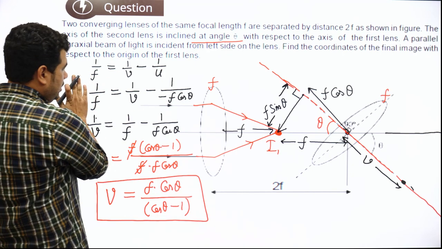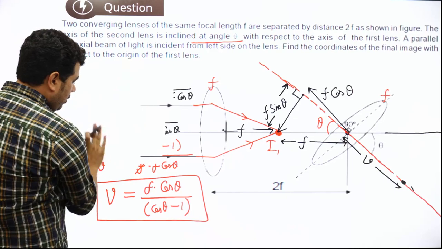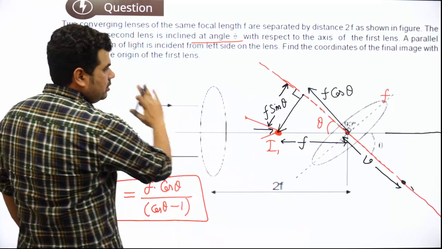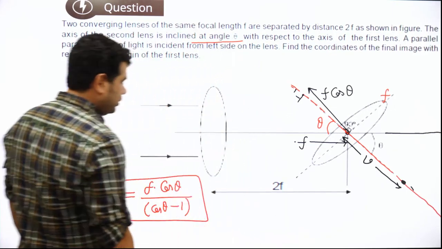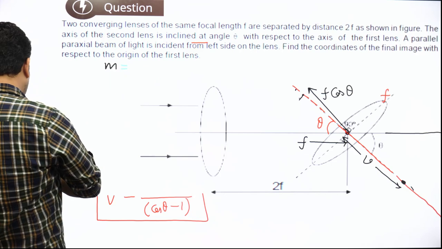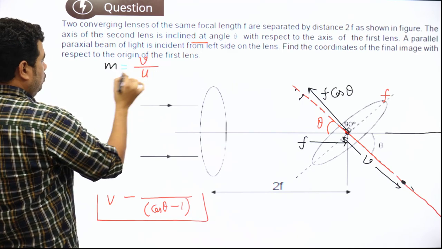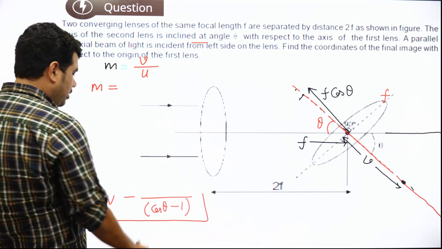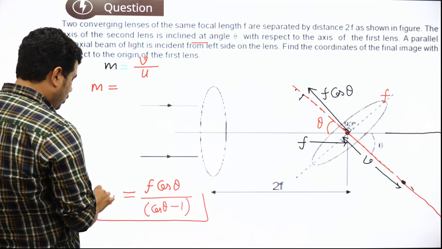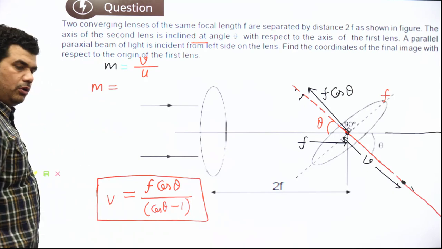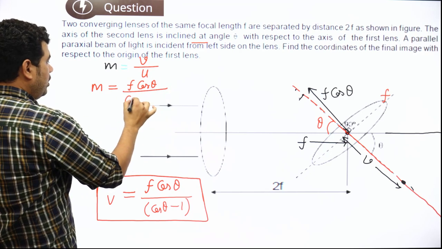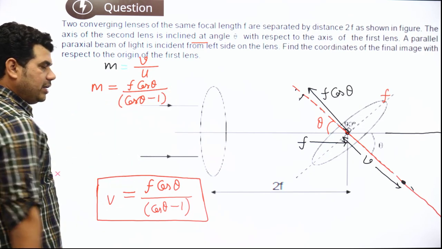And now, we should not rub this. One second. Now, this is V. Now, we have to find M. So, what is M? M is equal to, for the lens, V upon U. So, for M, what is V? V is, my dear student, F cos theta divided by cos theta minus 1. Got it? So when we put this, F cos theta divided by cos theta minus 1, divided by U.